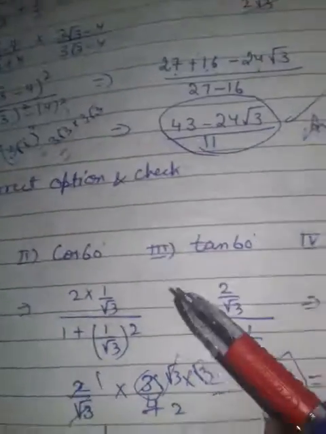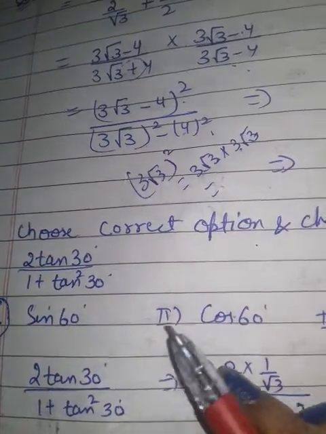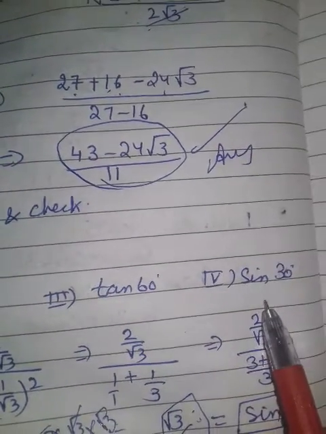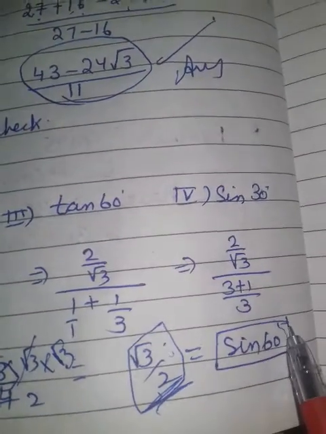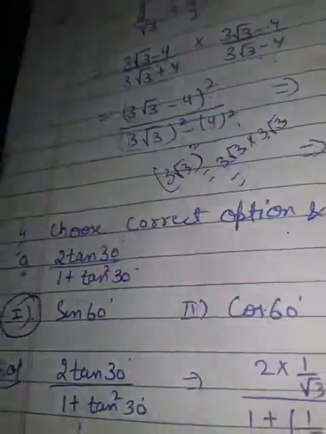What is the value of root 3 by 2? Root 3 by 2 is the value of which? sin 60. Yes, its value is 1 by 2, and its value is root 3 by 2. So root 3 by 2 value is sin 60. So your option is the first.